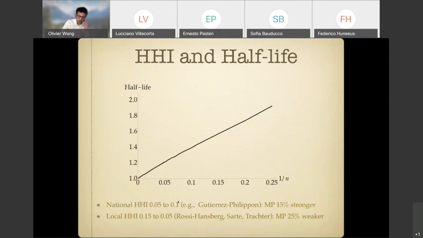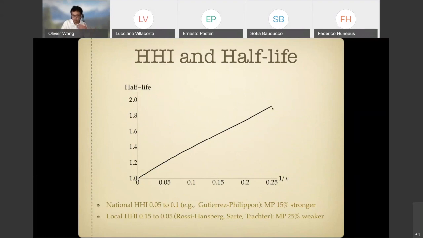And so once we do that, what do we find? This would be a headline number where I'm varying the market share in the economy from, say, 0 being the standard monopolistic. So again, I'm normalizing the half-life to 1 in that case. And I'm showing you that concentration increases. If concentration increases, so you go to the right, the half-life increases.